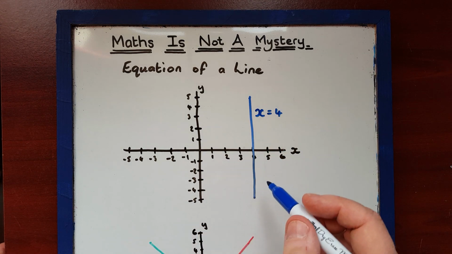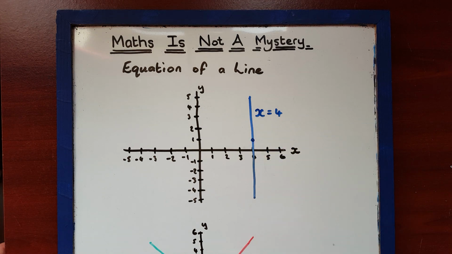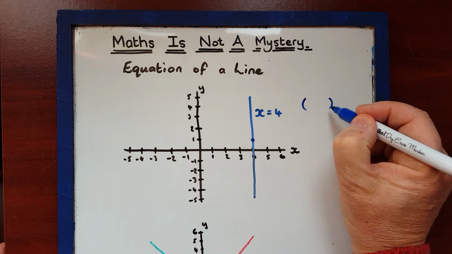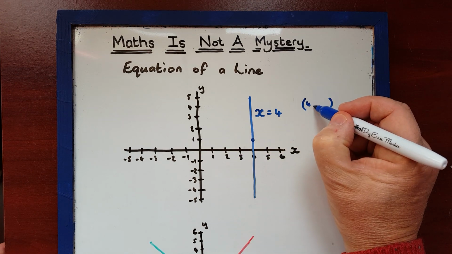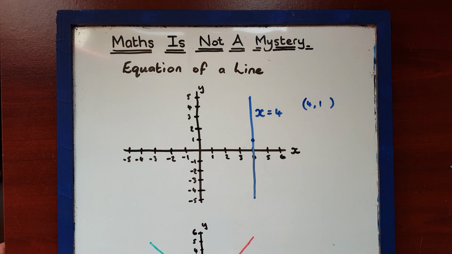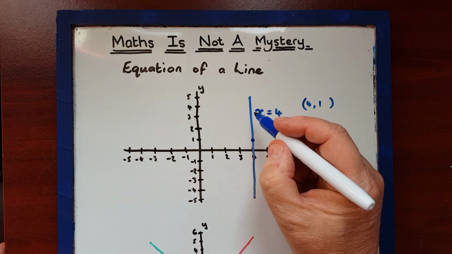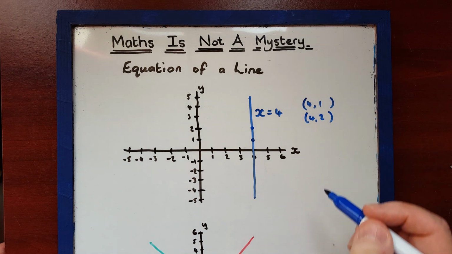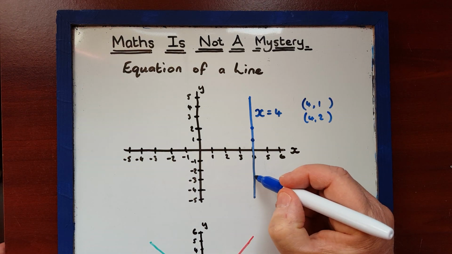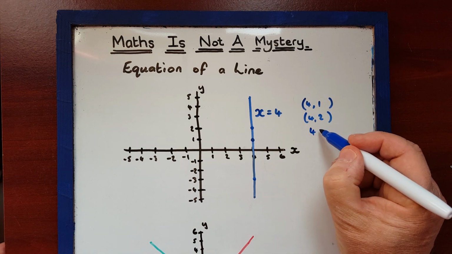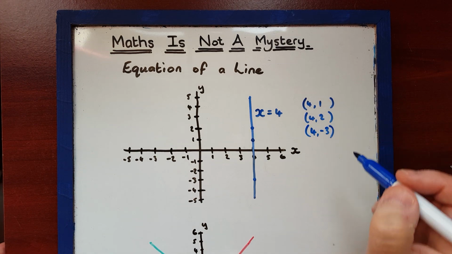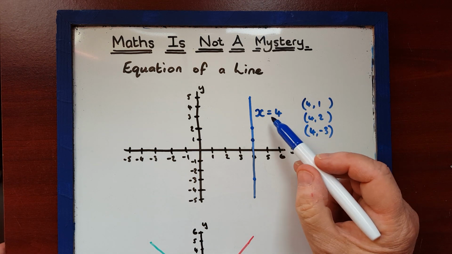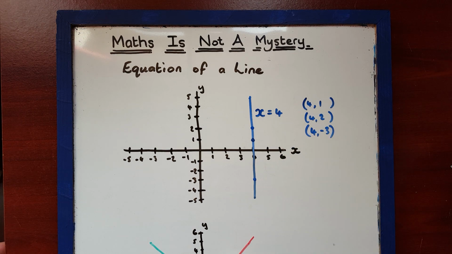Because wherever we are, if we look at the coordinates, this coordinate here is going to be 4 along and 1 up. So the coordinate would be 4, 1. This coordinate here would be 4 along and 2 up. This coordinate down here would be 4 along and -3 down. The x coordinates every time are 4. So the name of that line is x equals 4.